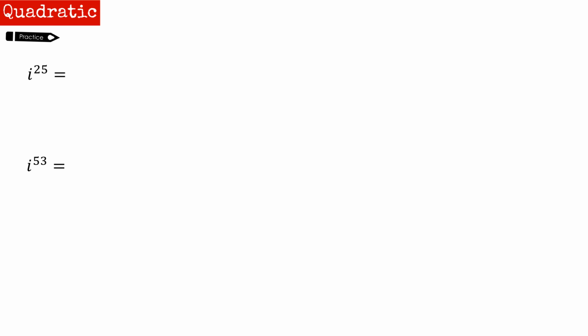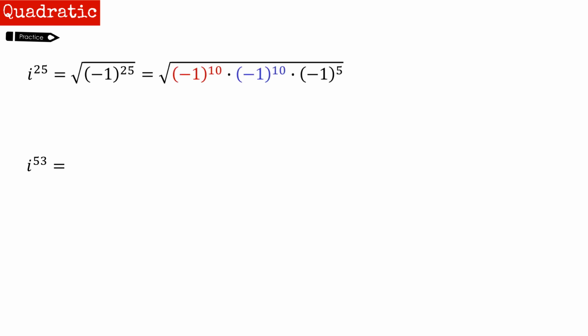Now, there are a lot of ways that you can split up the square root of negative 1 to the 25th. What I did is I used things that we already knew. So we already know what the square root of negative 1 to the 10th is. So what I did was I took the square root of negative 1 to the 10th times the square root of negative 1 to the 10th times the square root of negative 1 to the 5th. The square root of negative 1 to the 10th is negative 1, and the square root of negative 1 to the 5th is i. So guess what? i to the 25th is just i.